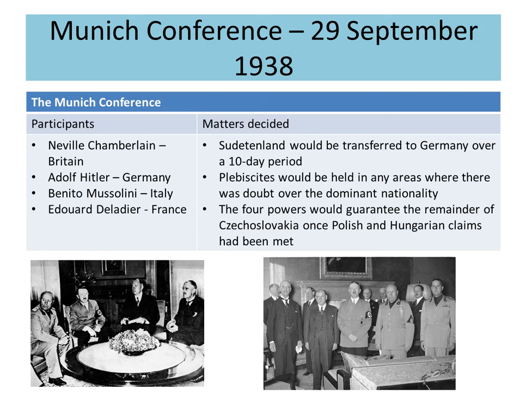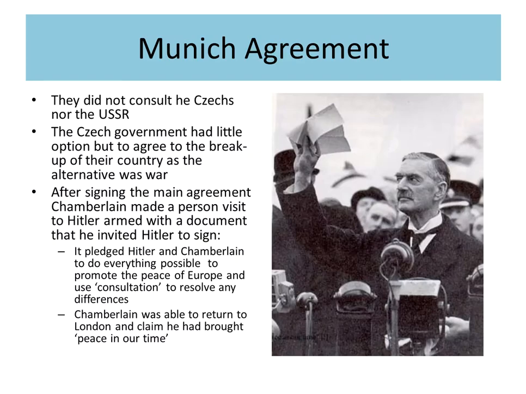The four powers would guarantee the remainder of Czechoslovakia's security, i.e., if Hitler had designs on it or went for it, they would guarantee it by declaring war on Germany, once, of course, the small Polish and Hungarian claims had been met. The Munich Agreement is the result of all of this, and this is one of the most famous pictures of all time: Neville Chamberlain holding up a signed document from Hitler.